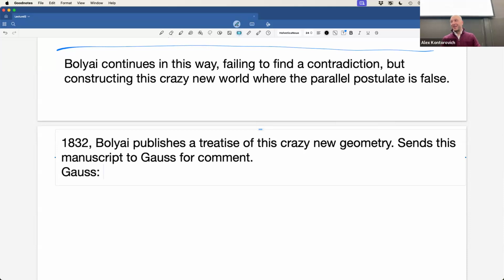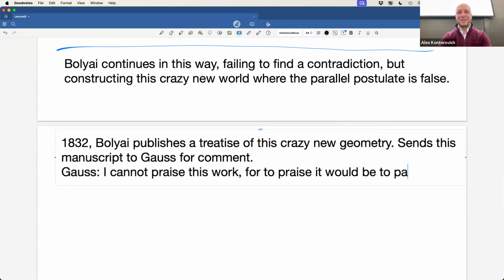Right. He was devastated by this experience because of Gauss's reply. So you've already heard Gauss's reply. I cannot praise this work, for to praise it would be to praise myself. Ouch. Okay. I cannot praise this work, for to praise it would be to praise myself.